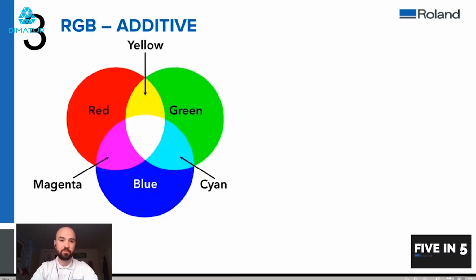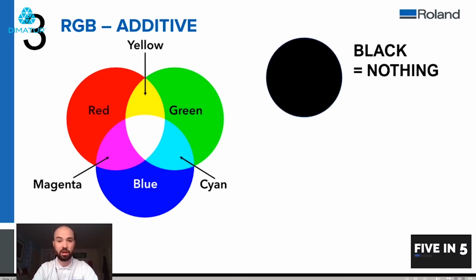Number 3, if we look at RGB, this is an additive colour mode. This means that we start with black and then we add colours in varying wavelengths until we reach white. So 100% red, green and blue gives us white. If you had an RGB LED colour module, for example, and you turned on all of the lights, you would get a white light. And if you turn off all the lights, you have black, which means nothing.